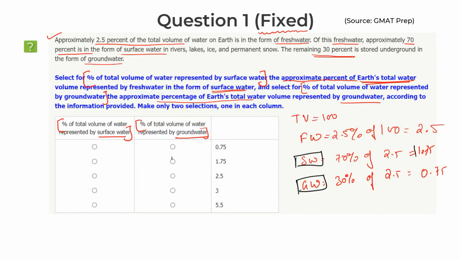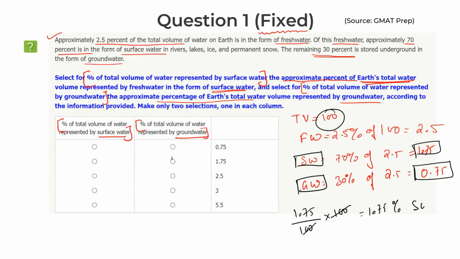The surface water is 1.75 and the groundwater is 0.75. So if I calculate the percentage with respect to the total volume, what do I get? I get 1.75, and the total volume I had assumed to be 100. To calculate the percentage, I need to multiply it by 100. So what do I get? I get that the surface water is 1.75%.